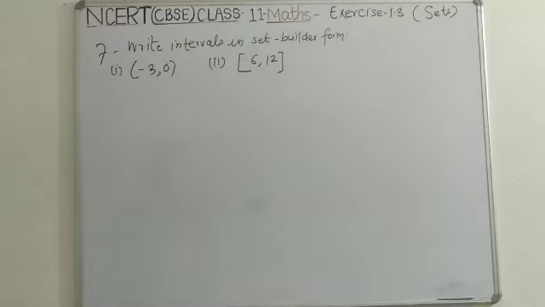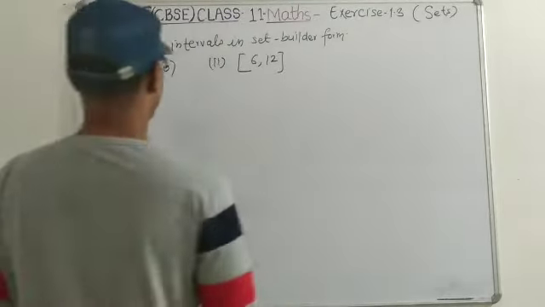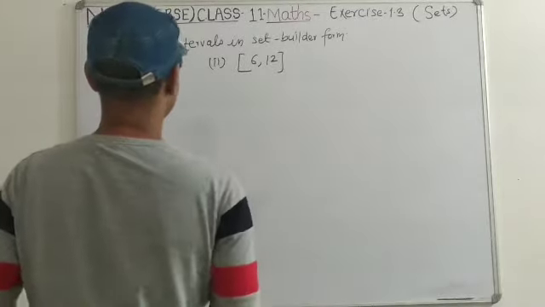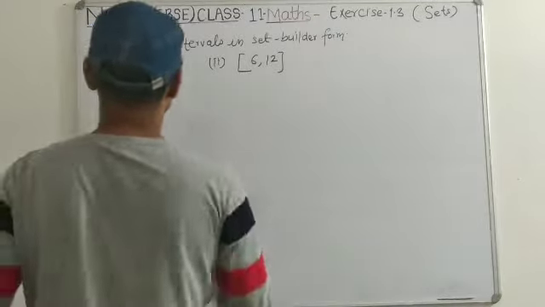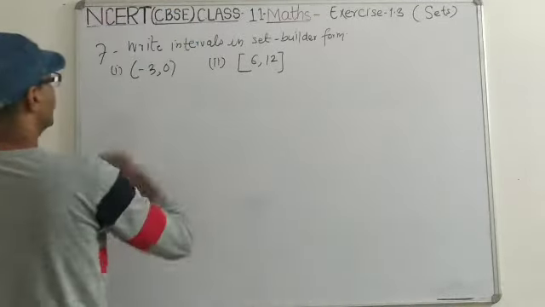Now see the question number 7. Write intervals in set builder form. We have to write in set builder form. It is open interval and it is closed. We have done this question number 6.